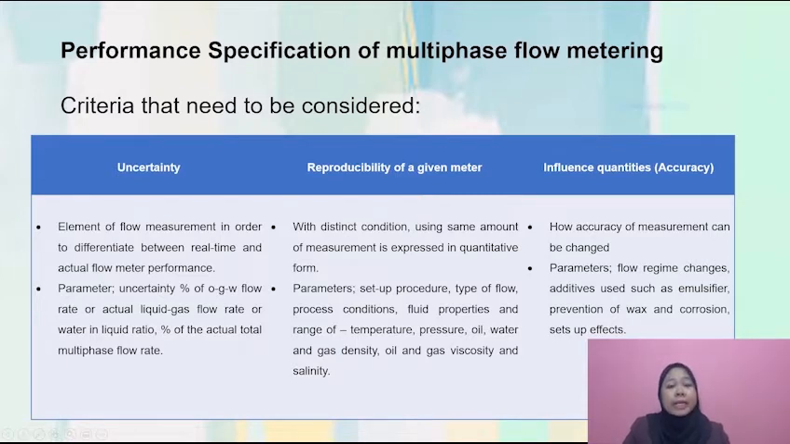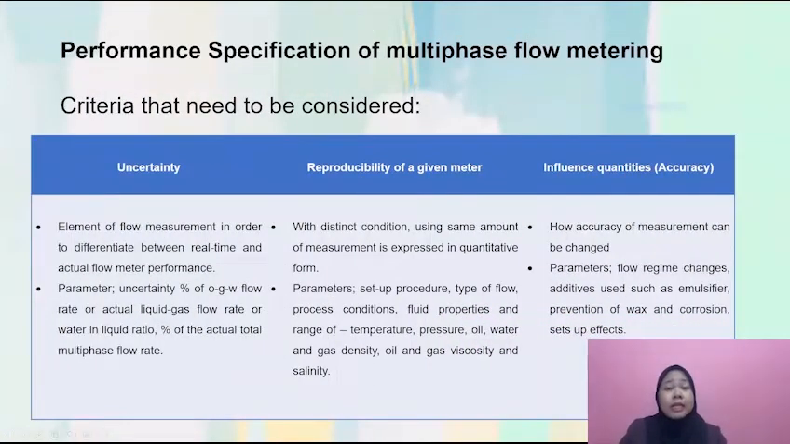The second one is the reproducibility of a meter, which is a quantitative expression of the agreement between the results of measurement of the same value of the same quantity where the individual measurements are made under different defined conditions. One significant difference between a multi-phase meter and a single-phase meter is that most of the uncertainty of a multi-phase meter is caused by variation of process condition and fluid properties rather than uncertainty of the primary measurement element.